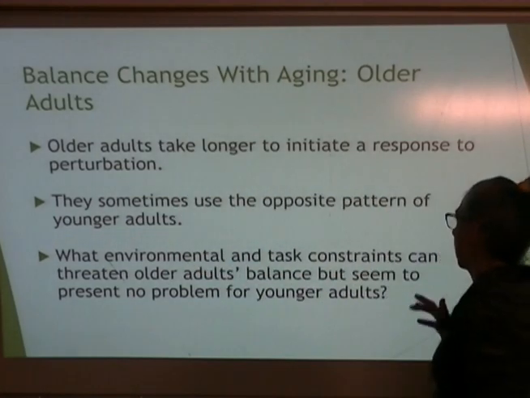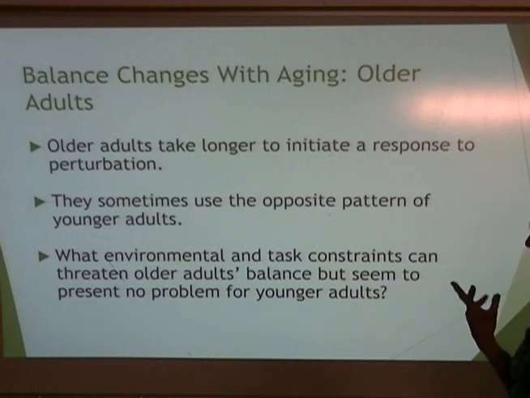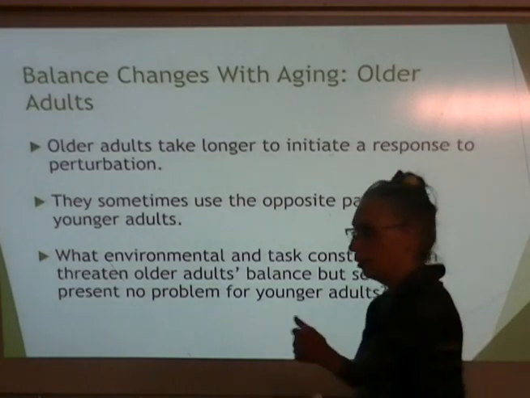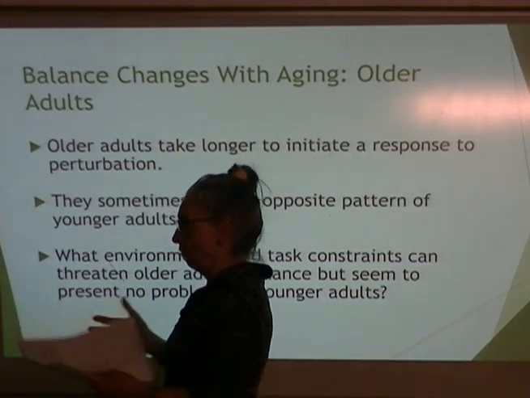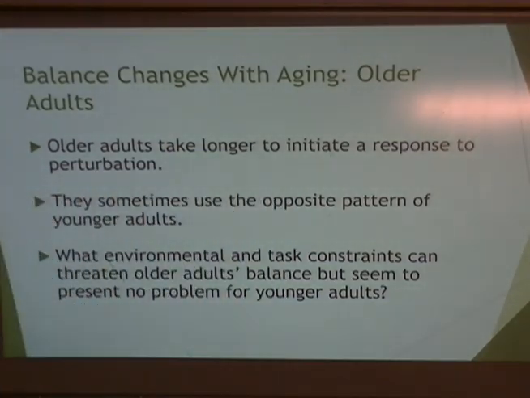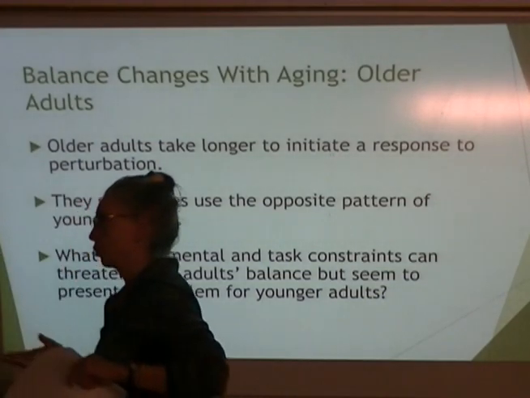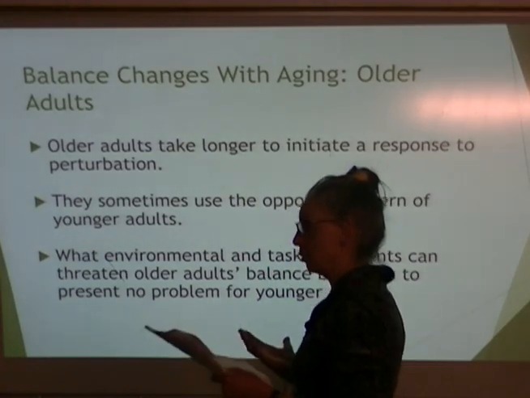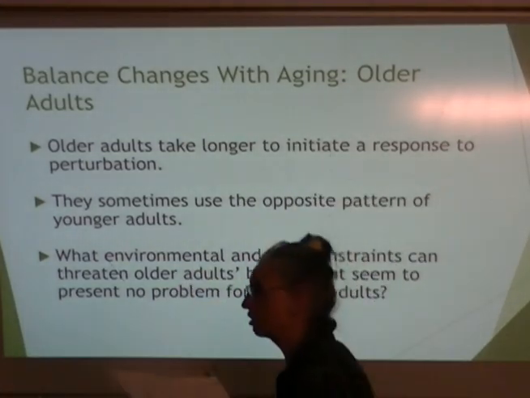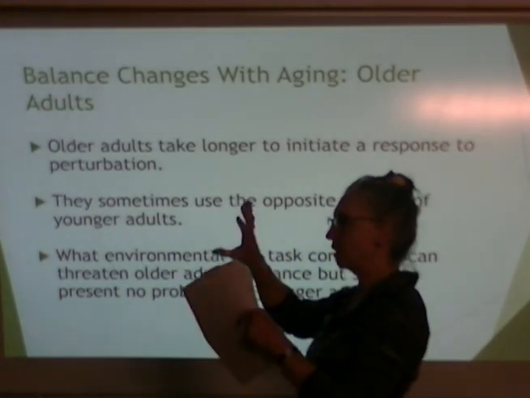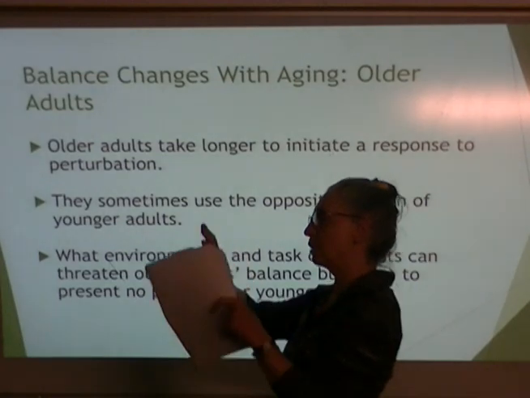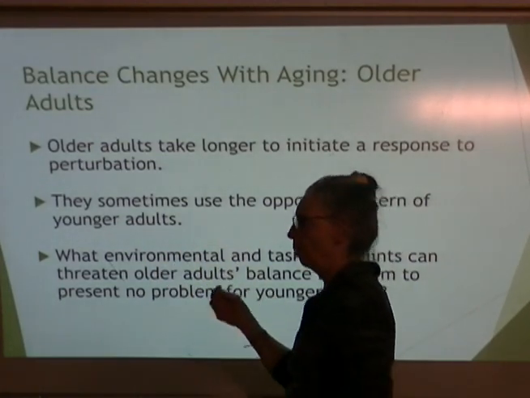Also, what they find is that sometimes they use the back to front strategy. For a little perturbation, they use a hip strategy, and for a big perturbation, they use an ankle strategy, which obviously is not going to maintain postural control in that situation. Or sometimes they'll start to use their knees. So we see these different activation patterns as we get older in order to maintain postural control.